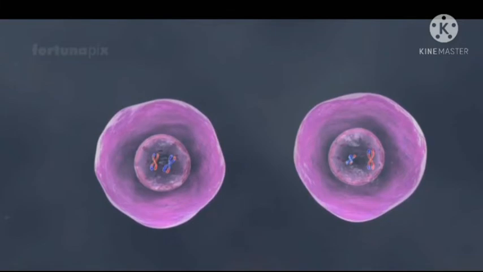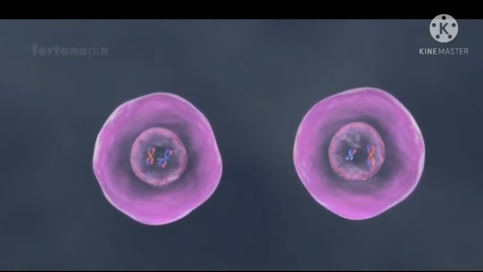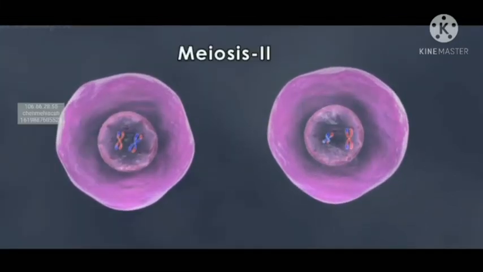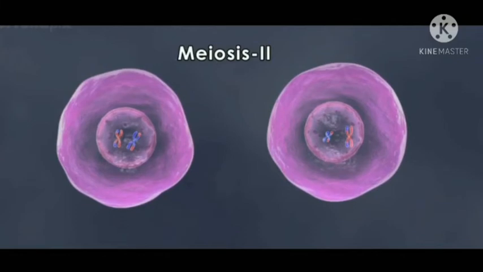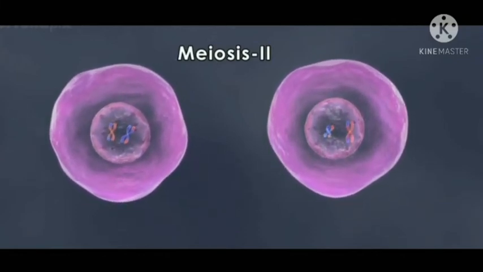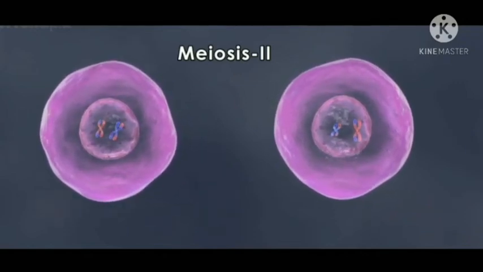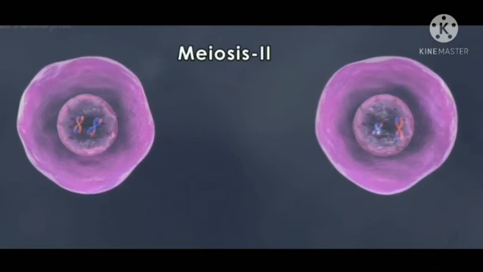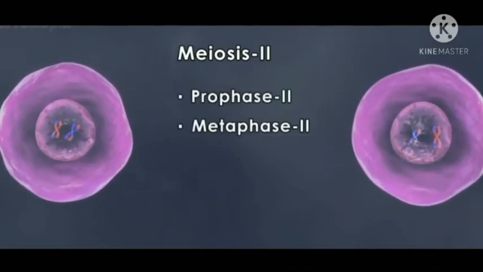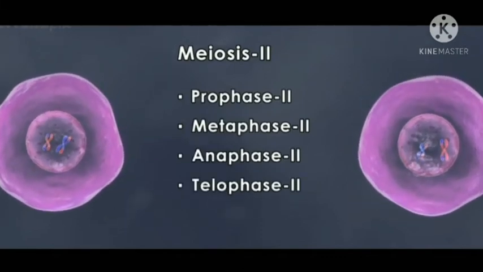The 2 cells that are formed in meiosis 1 undergo similar stages in the next process and therefore it is called meiosis 2. In meiosis 2, the amount of DNA, that is the chromosome number, is reduced back to normal by splitting the chromosomes. Meiosis II is also divided into 4 stages. They are prophase II, metaphase II, anaphase II, and telophase II.